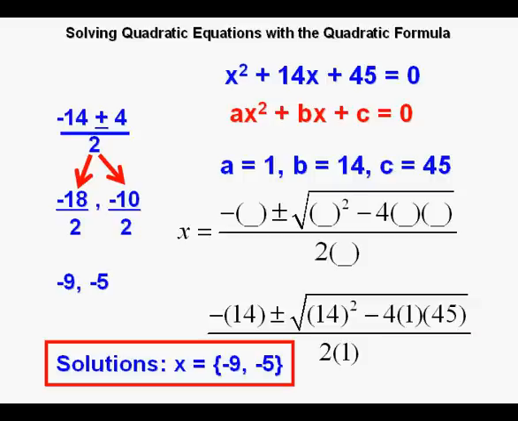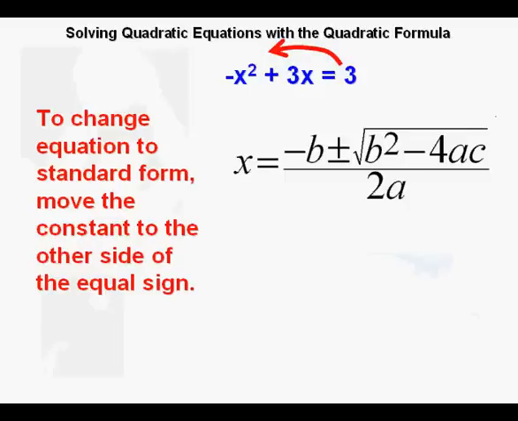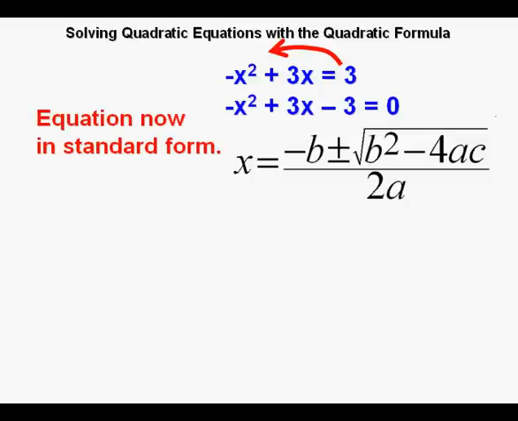Joe will now look at this problem: negative x squared plus 3x equals 3. The first thing we do is put the equation in standard form. For that, we need to move the 3 on the right side to the other side of the equal sign. The positive 3 becomes minus 3 on the left side of the equal sign, and the equation becomes negative x squared plus 3x minus 3 equals 0.